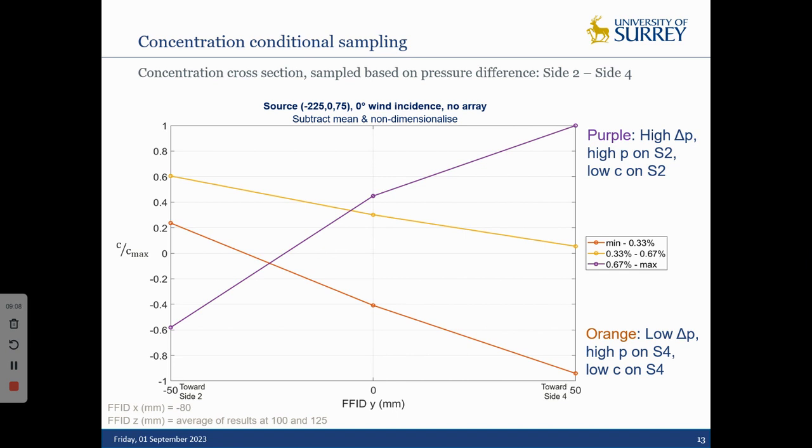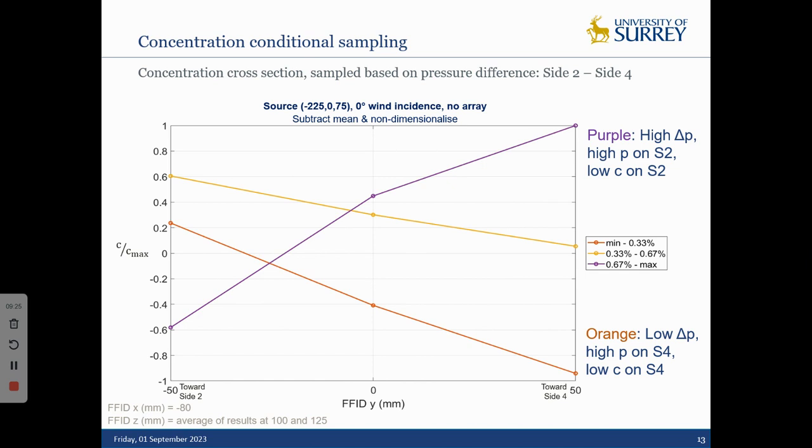That's a low pressure difference, so the pressure is higher on side 4 in the positive Y direction where we're seeing a low concentration. So that kind of supports the negative correlation coefficient we saw on that contour plot, that when pressure is high, concentration is low.